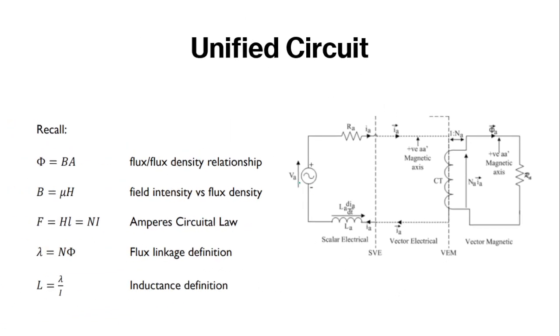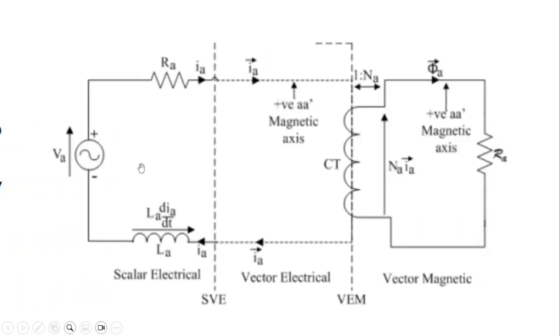Alright, so you have V, you have R, and you have L. So those are the components that make up the electric circuit: V, R, L, and I is the current, right? When you go across to the next side, you don't need to write all this. Cool? So that is the scalar part.